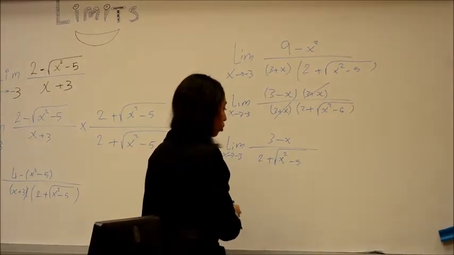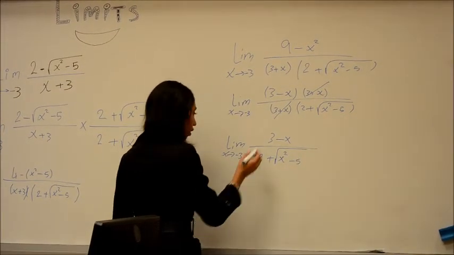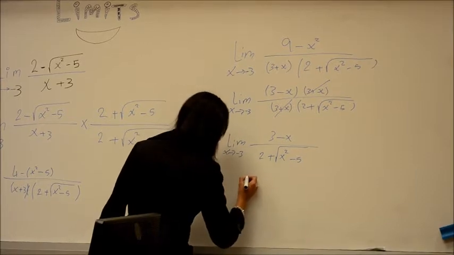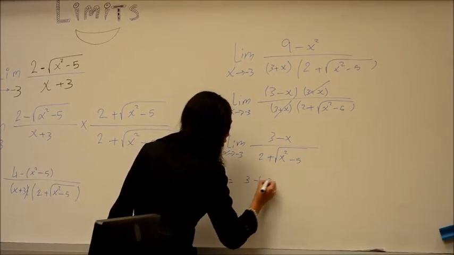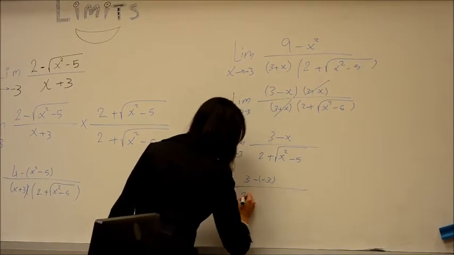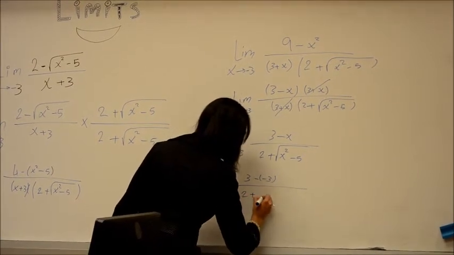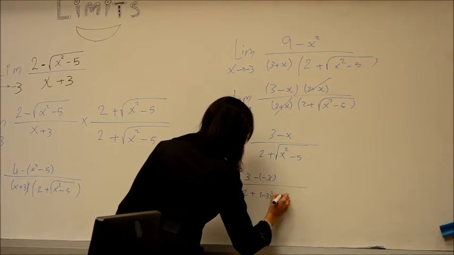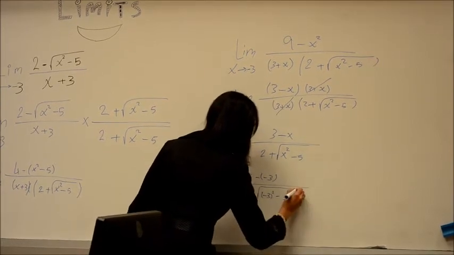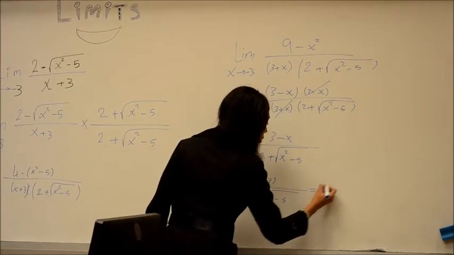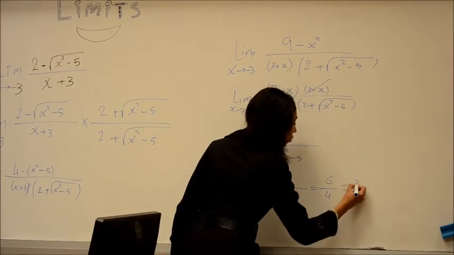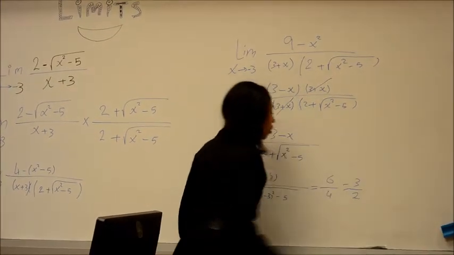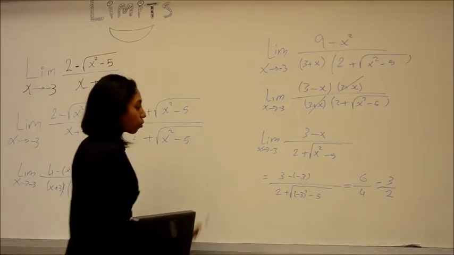and by directly substituting negative 3 in this function, we would have (3 minus negative 3) over (2 plus square root of negative 3 squared minus 5), which is equal to 6 over 4, equal to 3 over 2. So the limit of this function would be 3 over 2.